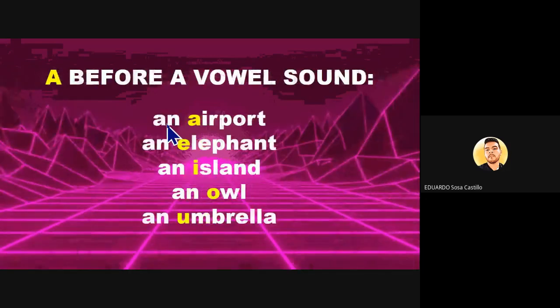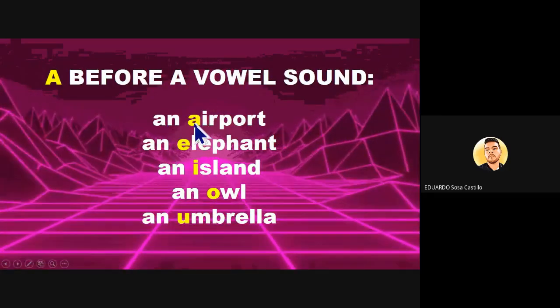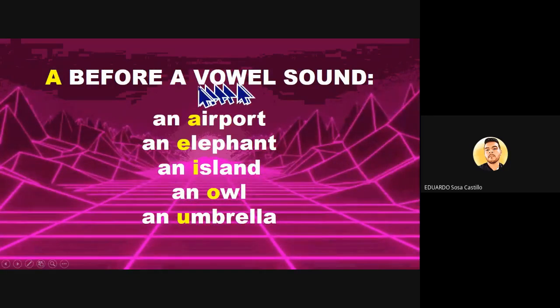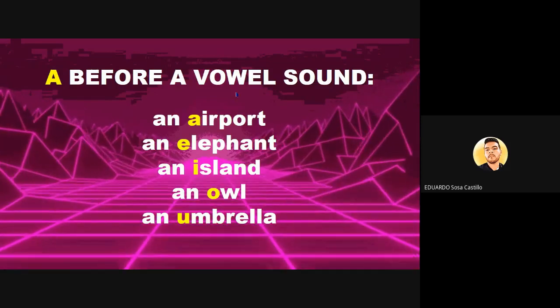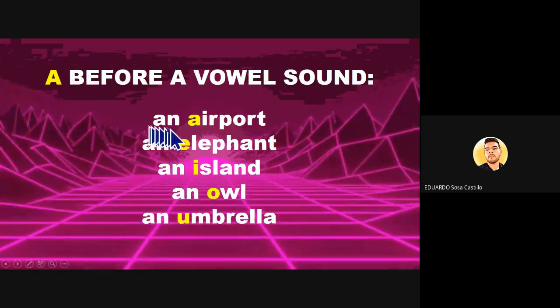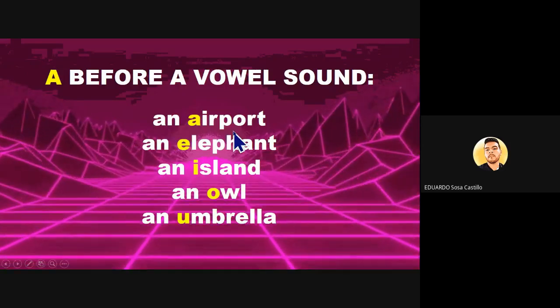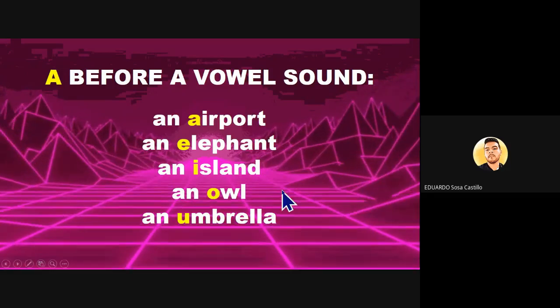But check this out. Here we have some words, right? When we have a vowel sound, remember vowels are A, E, I, O, U, we're going to use an. All right, so listen to this because the pronunciation for these words is complicated.